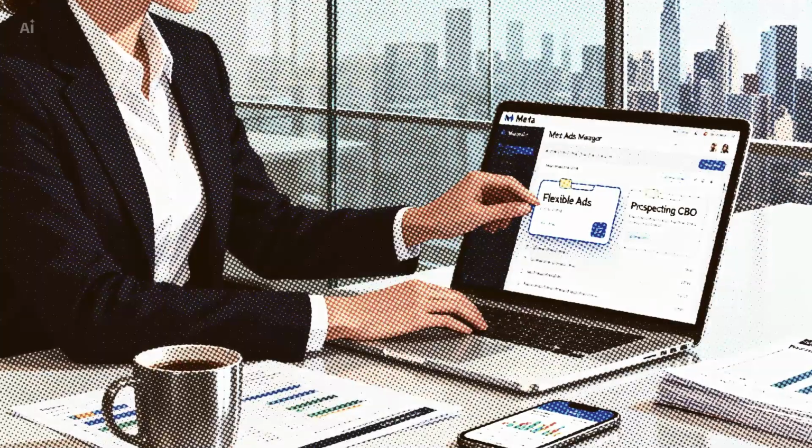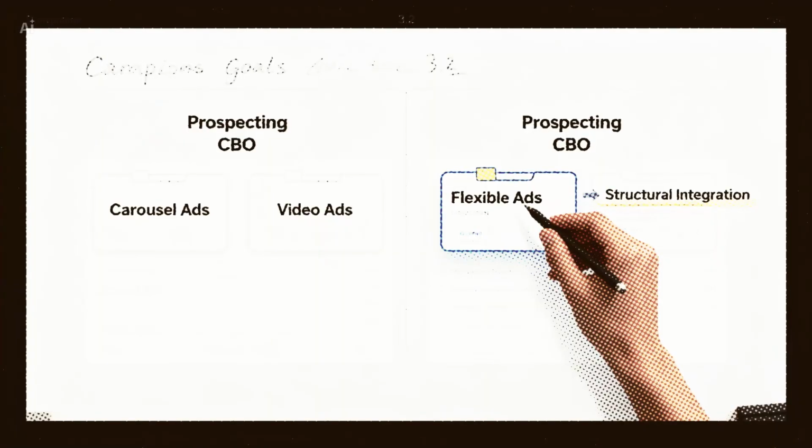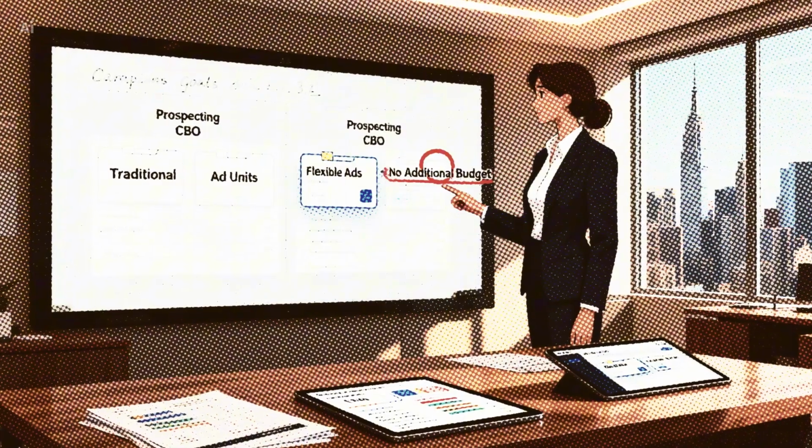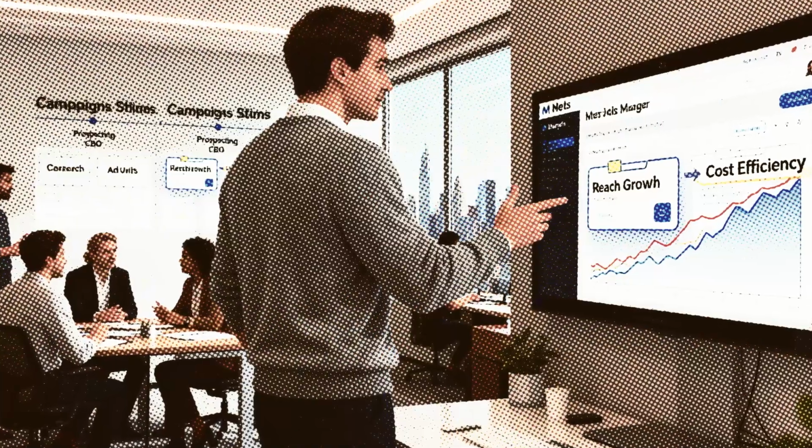Turn off multi-advertiser ads. Turn off creative testing inside this ad unit. Be cautious with Advantage plus Creative if your funnel is complex. Keep it clean. Think system, not chaos. There's no special budget requirement. You don't need a separate campaign type. You can drop flexible ads directly into your prospecting CBO like any other ad unit. And the difference is structural, not financial.